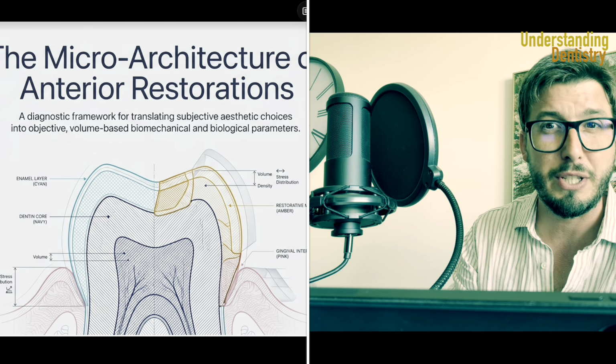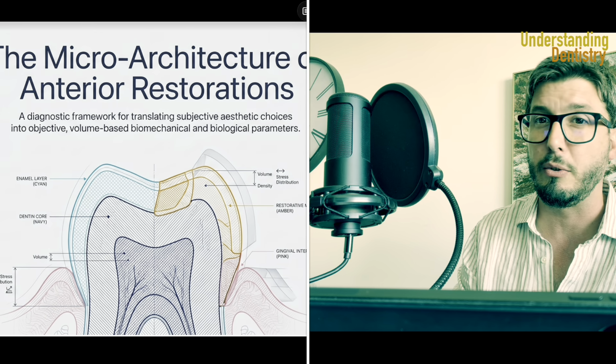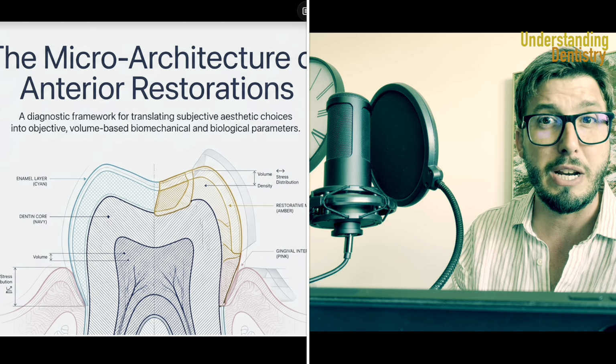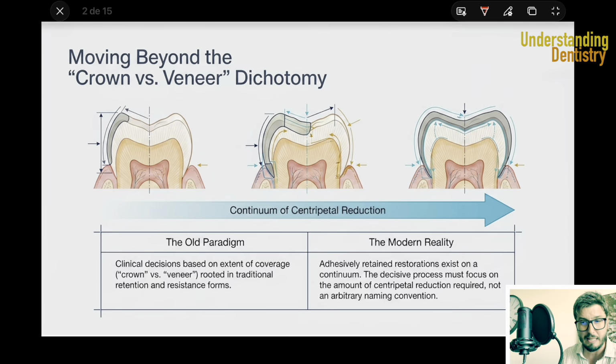So let's see the factors affecting this. There are some factors that you need to consider always in your dental clinic. Just a few of them, and we are going to review them right now. First, beyond this binary decision between crown or veneers, you need to understand the decision based on the mechanical needs of your restoration. So this is also very important.